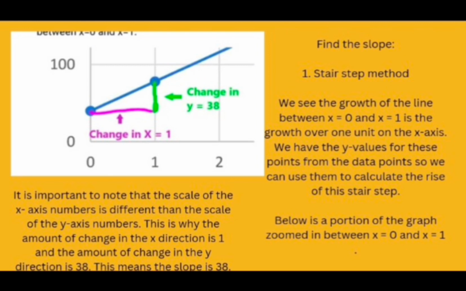It is important to note that the scale of the x-axis numbers is different than the scale of the y-axis numbers. This is why the amount of change in the x-axis direction is 1, while the amount of change in the y direction is 38. This means the slope is 38.